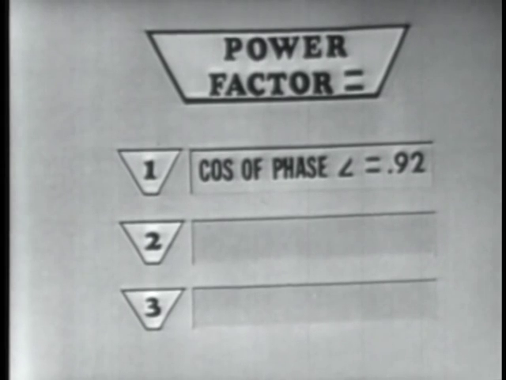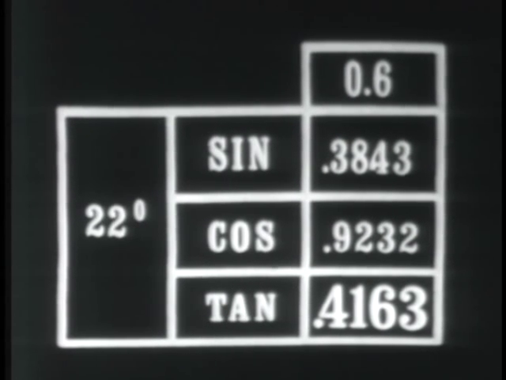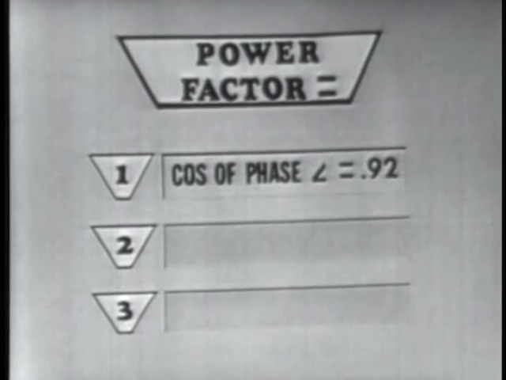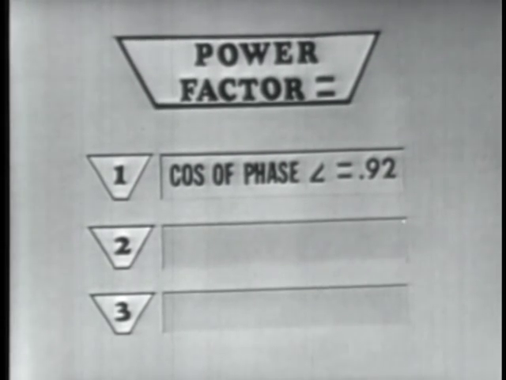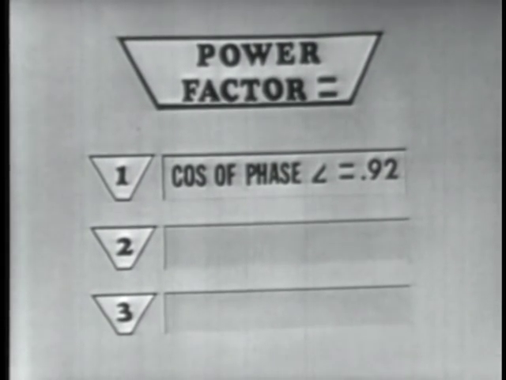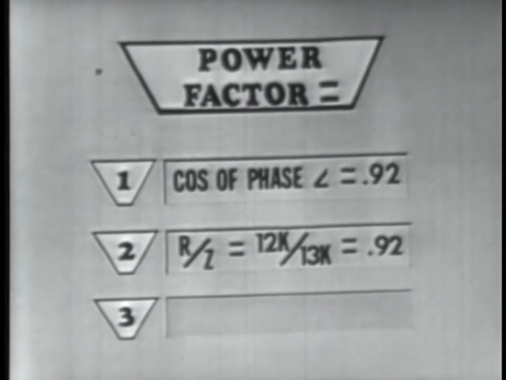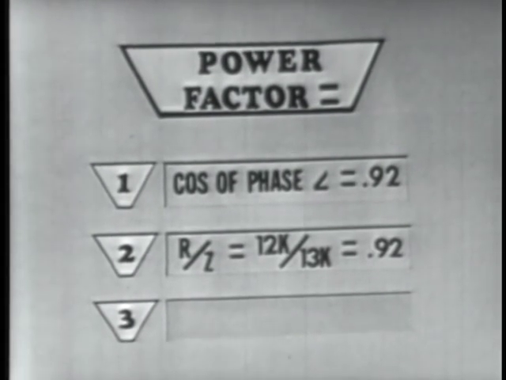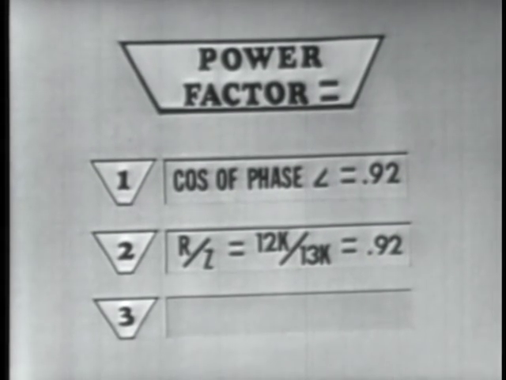Well, if we look at our trig tables once again, remember our phase angle was 22.6 degrees. And the cosine of the phase angle is 0.9232, or we can say the cosine of the phase angle, which is equal to the power factor, is equal to 0.92. Number two, power factor is equal to the resistance divided by the impedance, which is equal to 12 K ohms divided by 13 K ohms, again giving us 0.92.